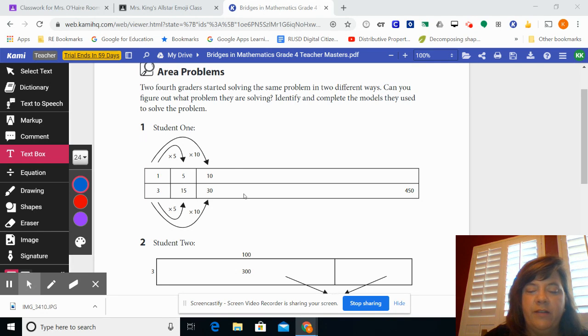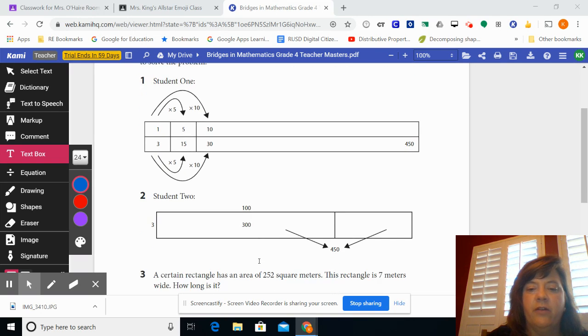So you can see one started, this is like a ratio table. And over here is an array. I want you to pause the video and look at these two ways that they're solving it and see if you can find any similarities. Once you pause the video and figure that out, then come back and look at the explanation. So when I look at the problems, I see that both problems have 3 and 450 in them. They're just done a little bit differently.